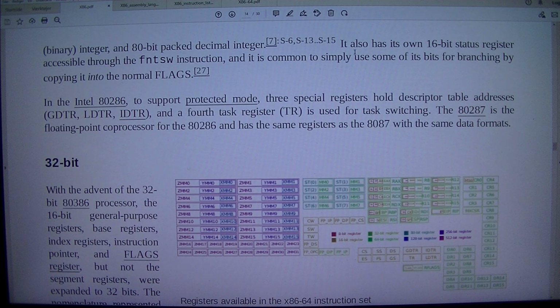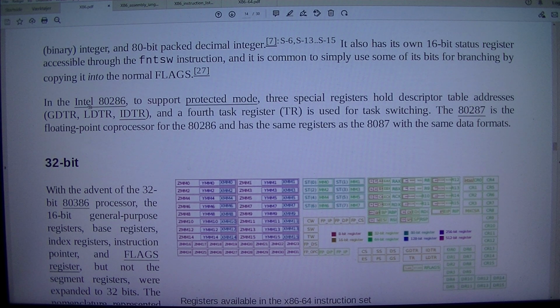It also has its own 16-bit status register accessible through the FNSTSW instruction, and it is common to simply use some of its bits for branching by copying it into the normal flags.